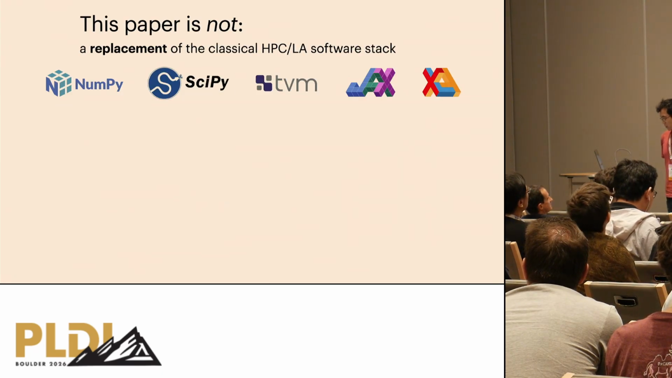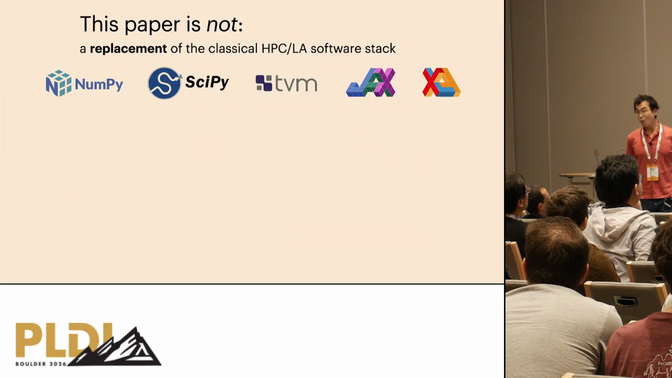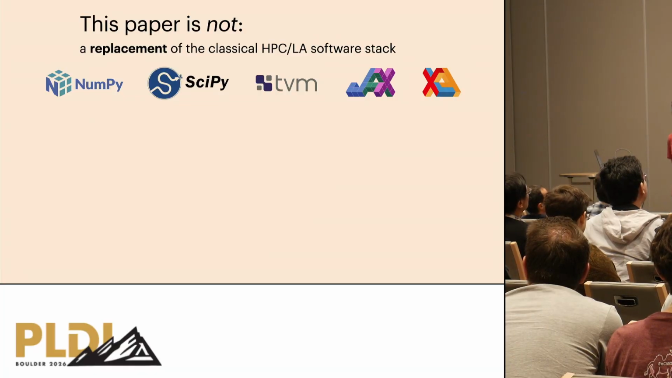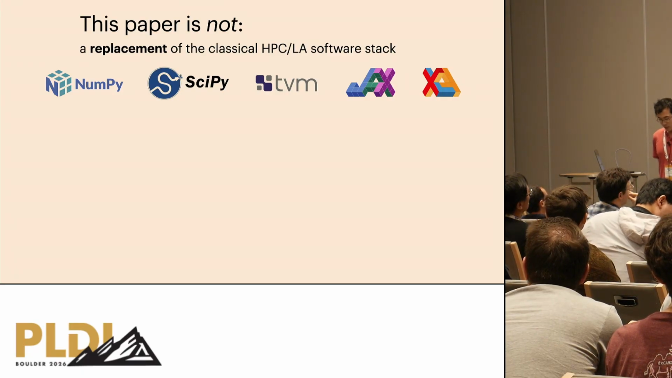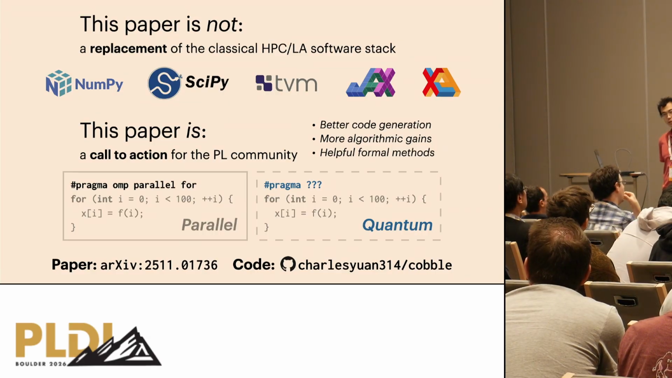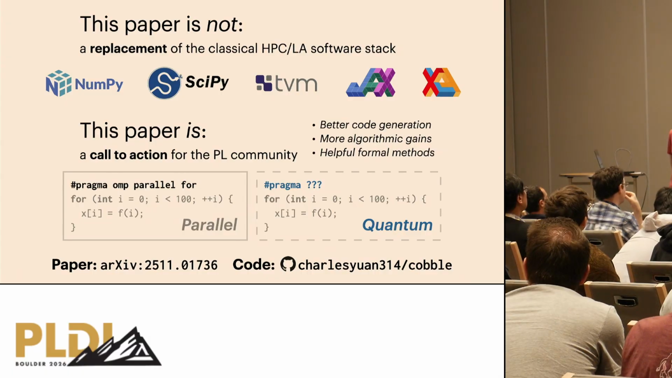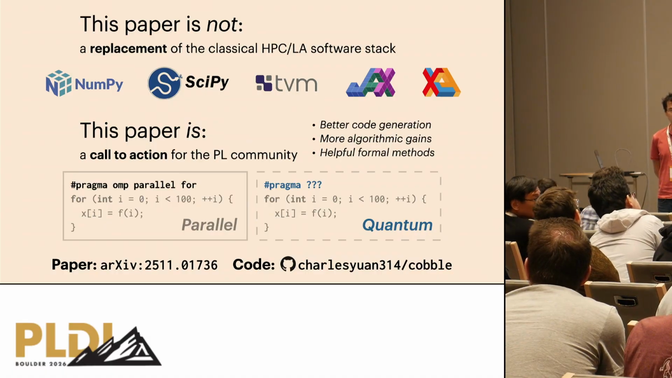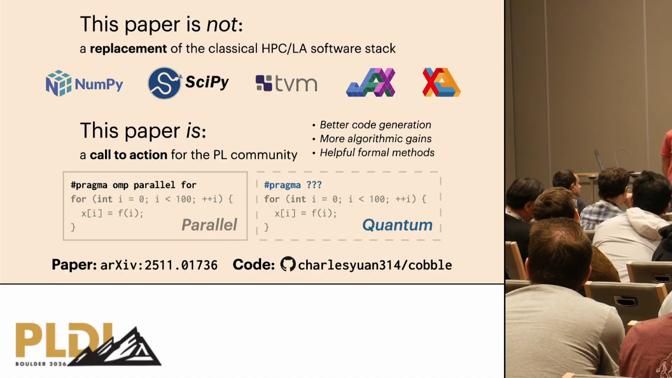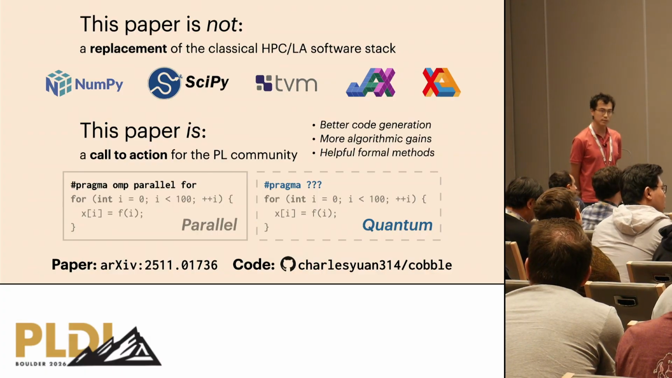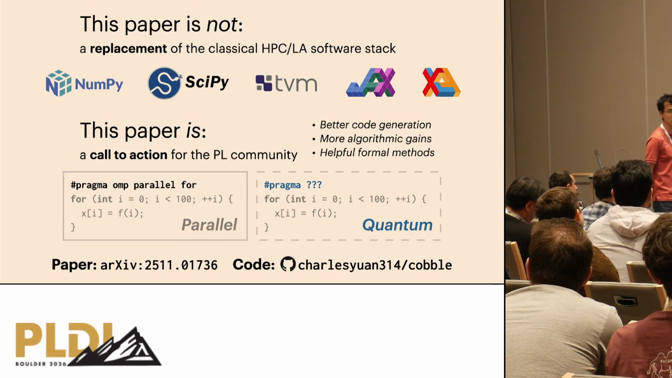I want to end the paper on this final note. I don't want to claim that we are ready to replace the classical linear algebra and high-performance computing stack, right? This is really just the beginning. But I think that it is a call to action for the programming languages community. Because what we have seen in quantum computing in the last 5 years is tremendous progress in hardware and in algorithms. The software has yet to catch up. And there's a really great opportunity here for us to build better abstractions so that we can better write, verify, and reason about these programs.